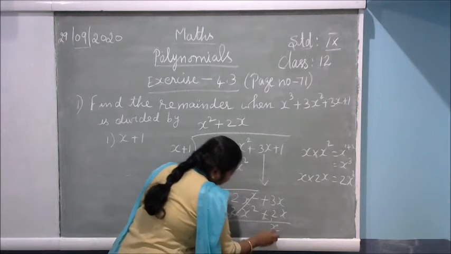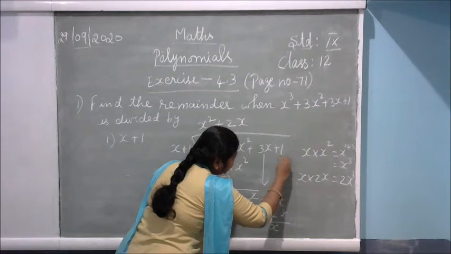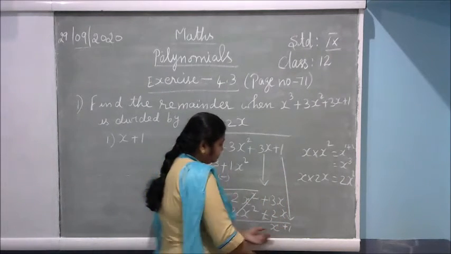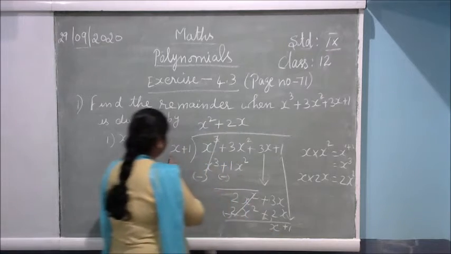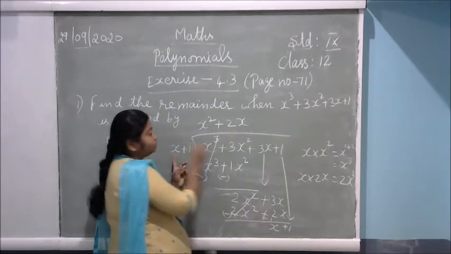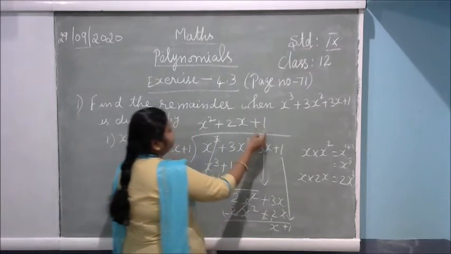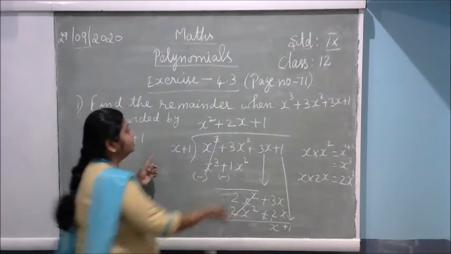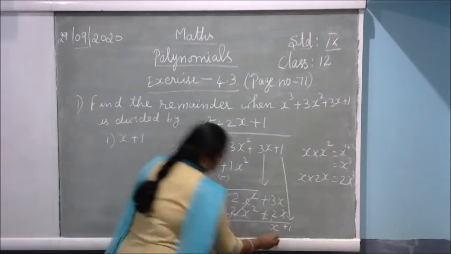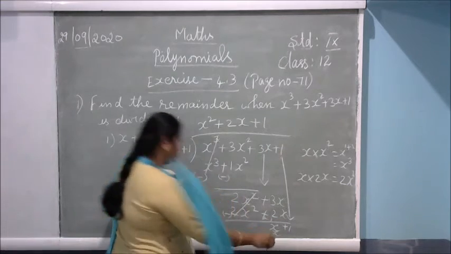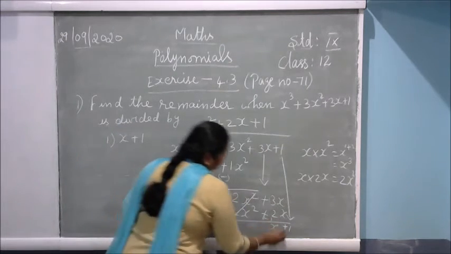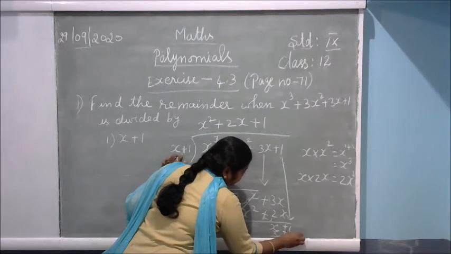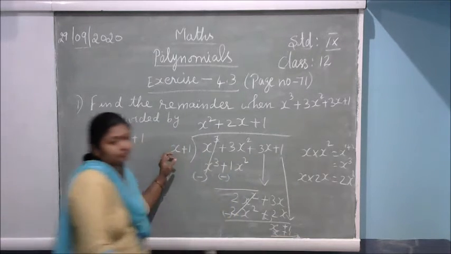The remainder is x. Now the next one you have to bring down, plus 1. Now the first term is x, so you have to make it x here. Already x is there, so what you have to put? Plus 1. If you multiply anything with 1, you get the same thing. So x into 1, x only will come, and this one is plus 1. So what is your remainder? Here you are getting the remainder 0.